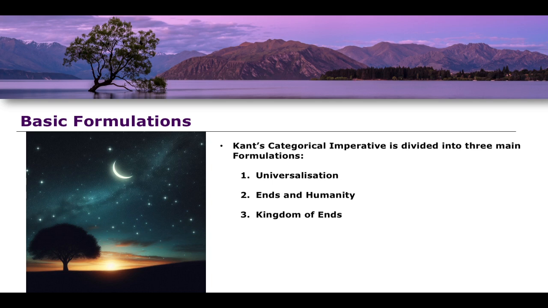And so with this being in mind, the basic formulations are divided into three distinct categories. There is the maxim of universalization or universality. There is the principle of ends and humanity, sometimes known as the humanity principle. And then there is the kingdom of ends principle.